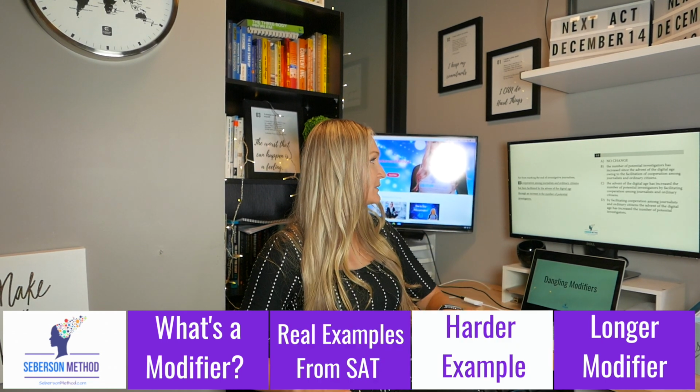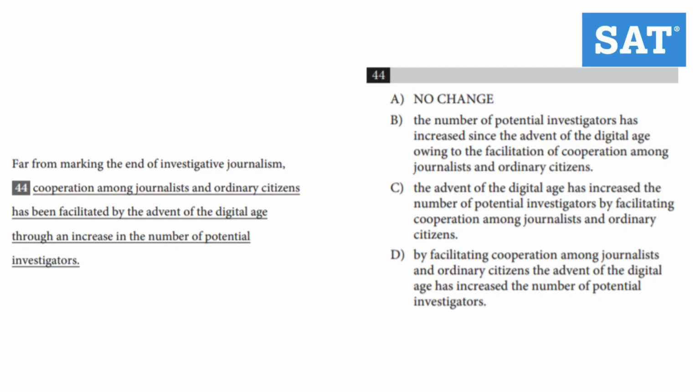I'll give you another example. Far from marking the end of investigative journalism. And then your answer choices are cooperation among journalists and ordinary citizens, the number of potential investigations, the advent of the digital age, and by facilitating cooperation among journalists.